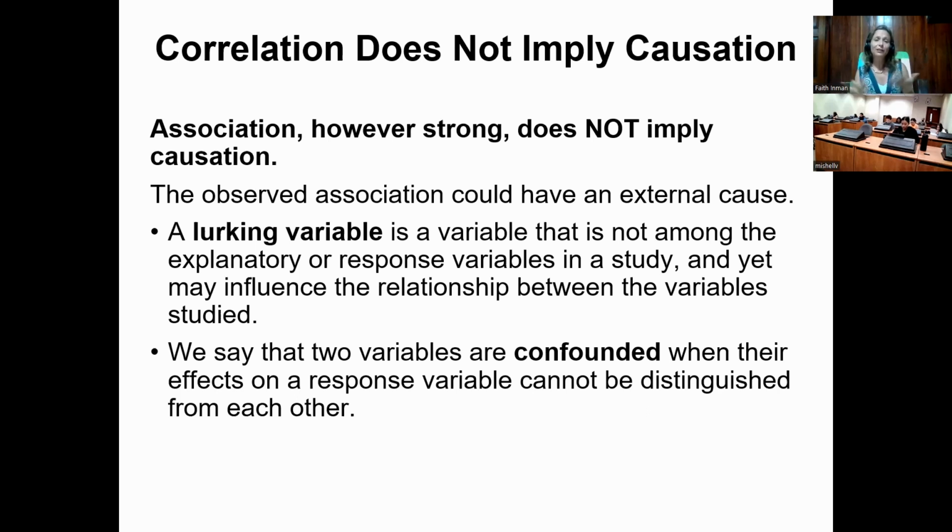So a lurking variable is a variable that is not among the explanatory or response variables in the study, and yet may influence the relationship between the variables studied. There we go, there's the explanation. So we say that two variables are confounded when their effects on a response variable cannot be distinguished from each other, right?